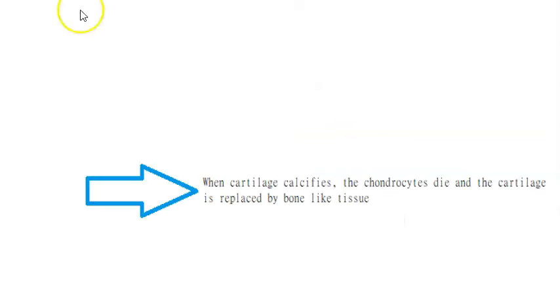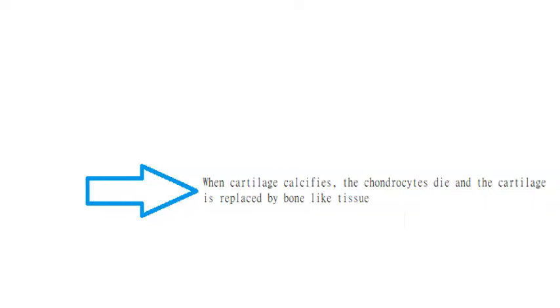So look at this. When cartilage calcifies, that means what? Some calcium has come here, correct? The cartilage also got some calcium now. So what will happen? It will become like bone. They didn't say it will become bone. They have written bone like. The textbook says this, so we're going with this. What does it say? Bone like.